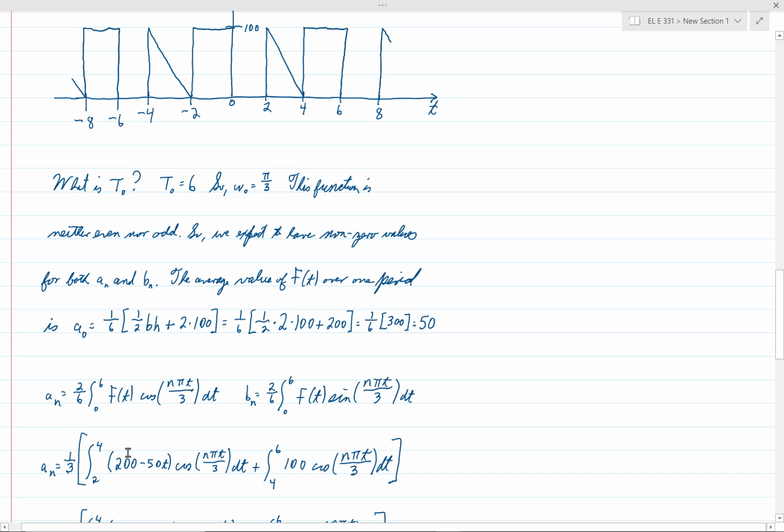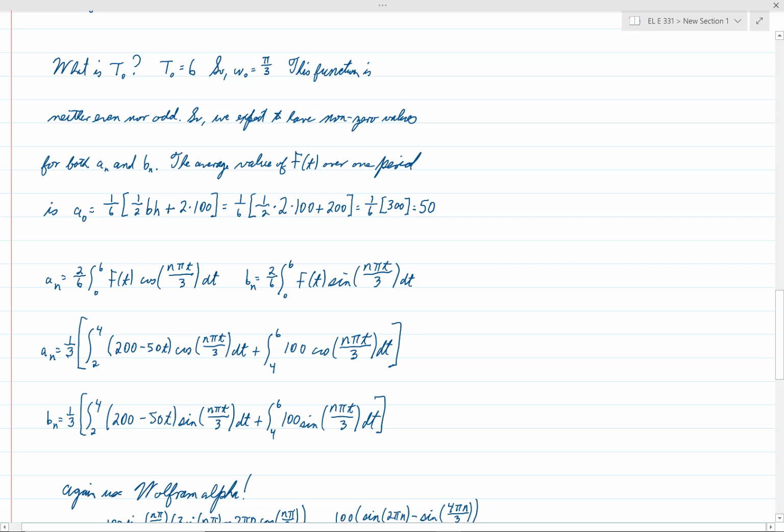So that takes care of f of t in the region between 2 and 4, and between 4 and 6, f of t is just equal to 100. So this is our complete expression for An. And of course, for Bn, once we have An written down, it's easy to get Bn because we just have exactly the same expression, but everywhere we have a cosine up here for An, we will substitute sine for Bn.